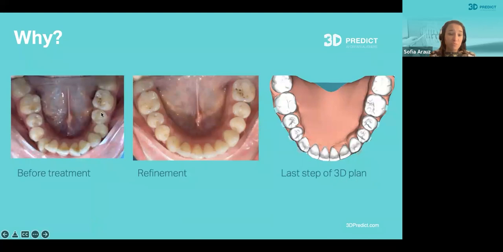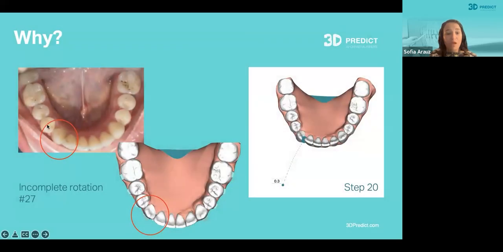Maybe as a provider, because the amount of rotation that is actually needed is very minor, maybe the patient is not even going to go for a refinement. Maybe you as a provider feel happy with this result. But in this case, the patient did want the refinement. And the reason for the refinement, once again, was incomplete IPR. The doctor didn't break the point of contact in the IPR that was requested before, and thus the IPR was needed once again to break that point of contact for incomplete rotation of number 27.